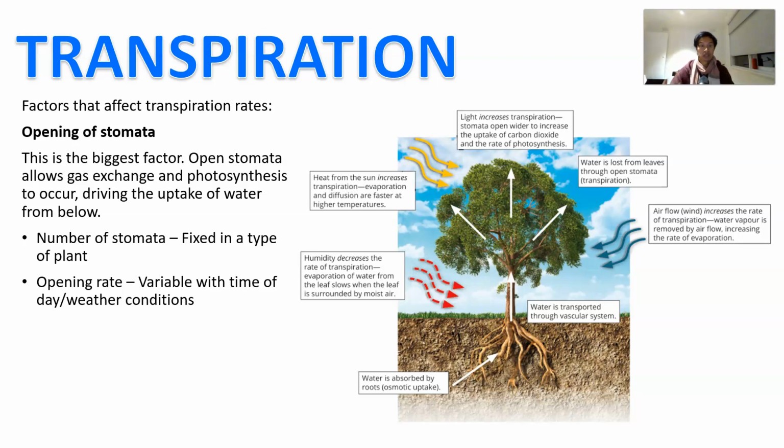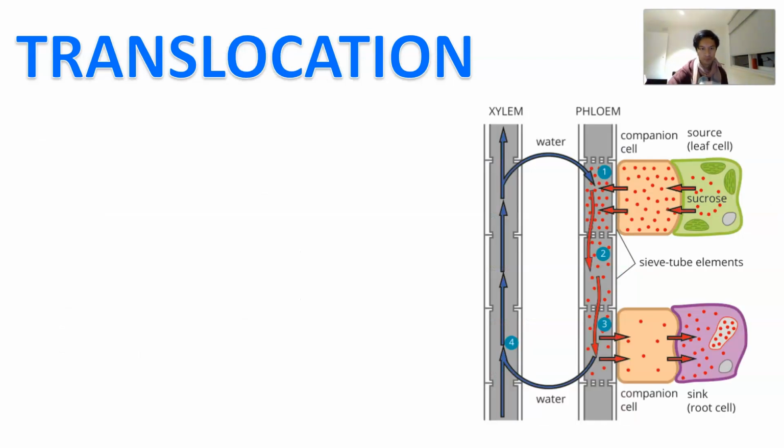Conversely, if you have conditions in which the plant, for example, experiences a lot of humidity or something like that, that's also going to decrease that particular rate. So humidity, sunlight, temperature, wind, all of those things play a role.